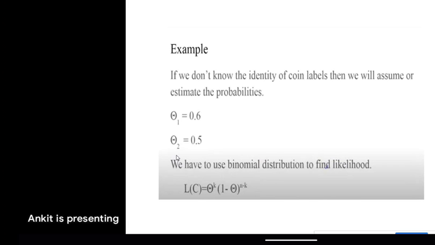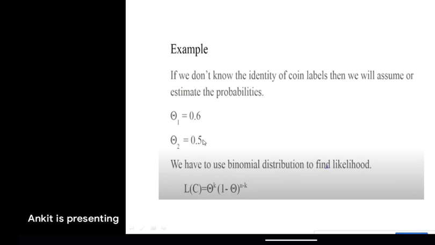Okay, so this is the case where you have to work with unlabeled data. In that type of case, initially we have some assumption. In the same manner, if we do not know the identity of the coin labels, then we will assume or estimate the probabilities. So initially we estimate the probabilities of theta 1 and theta 2, right? So let us assume theta 1 equal to 0.6 and theta 2 equal to 0.5.